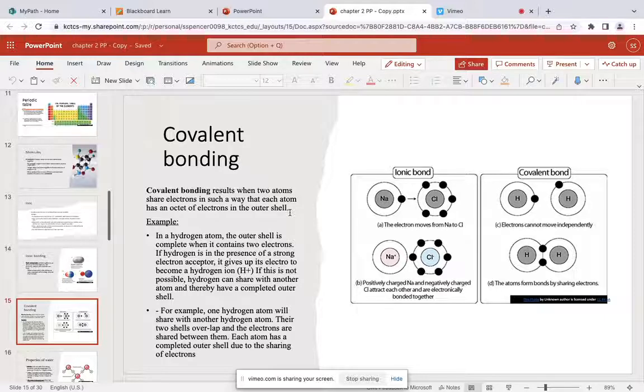So I say here, in a hydrogen atom the outer shell is complete when it contains 2 electrons. If hydrogen is in the presence of a strong electron acceptor, it gives up its electron to become a hydrogen ion. If this is not possible, hydrogen can share with another atom, and therefore they've completed the outer shell. For example, one hydrogen atom will share with another hydrogen atom. Their 2 shells overlap, and so do their electrons. So you can see here H2. This is an example of a covalent bond. They equally share the electrons.